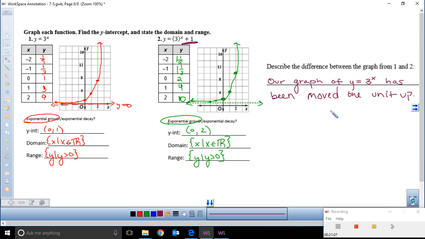Alright, that wraps up section 7.5 over exponential functions. If you have any questions, please let me know.